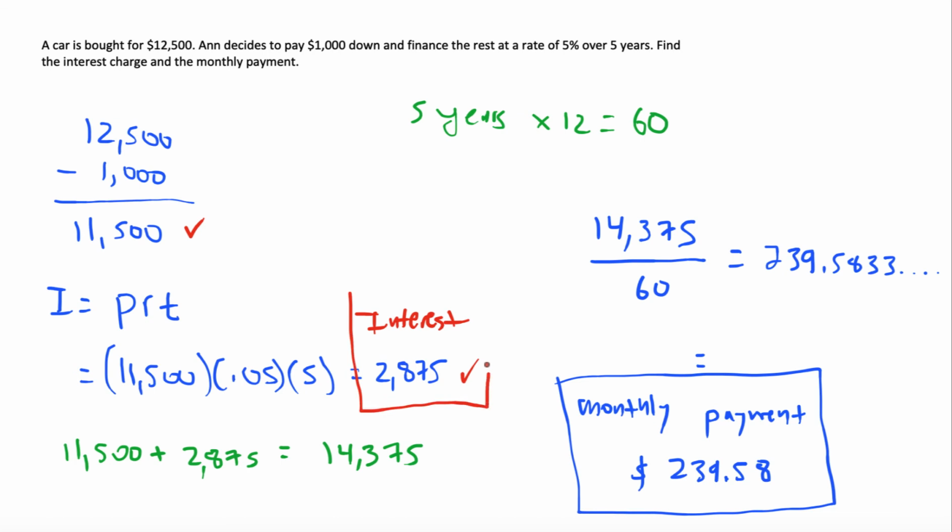So there's quite a bit of numbers here, so make sure you know what each one represents. Okay, so this is the purchase price, 12,500. The down payment is 1,000. So this is the amount that needs to be financed. Amount financed. And then we have the interest that we found using the simple interest formula. Then we determined how much had to be paid back. And then we divided that by the number of payments, which in this case is 60. And that means each monthly payment will be $239.58.